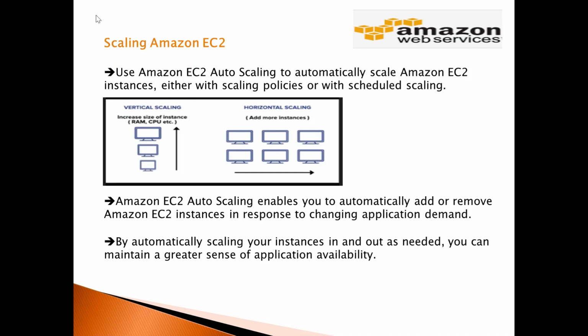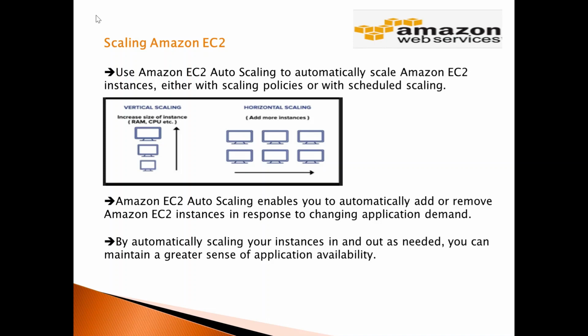If we talk about vertical scaling, you just increase the size of instances. If there is an instance having 8 GB RAM and 32 GB CPU, okay, so you are going to increase the same instance with more RAM and CPU. If you talk about horizontal scaling, you just add more instances. Like if there is one instance with 8 GB RAM and 32 GB CPU, and if the demand increases, you just add more instances in horizontal scaling.